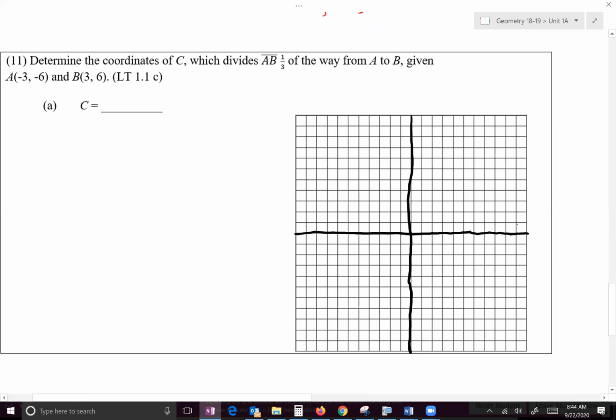Okay. We got -3, -6 for A. 2, 3, 6. And B is at 3, 6. There is B. Okay. And we want to divide apart 1/3. So this is a partition problem.